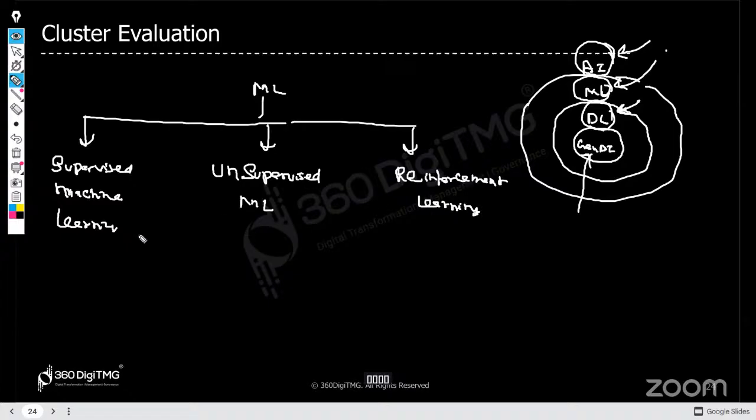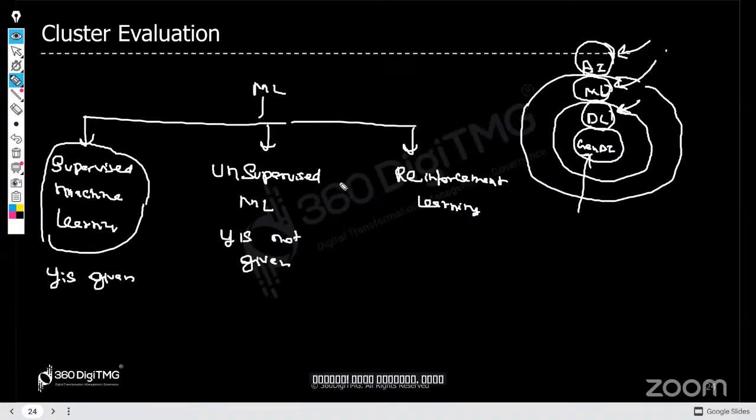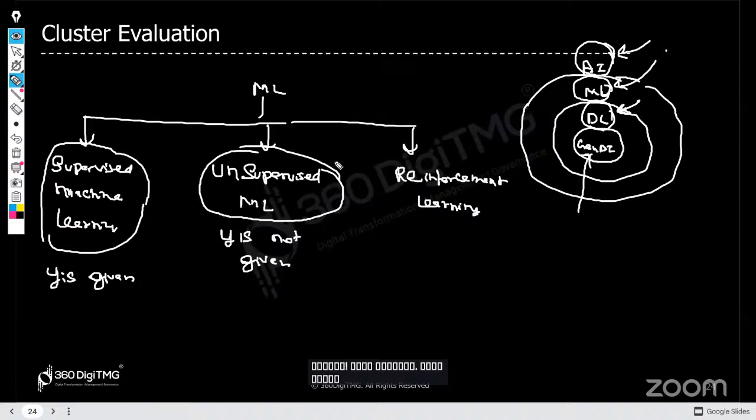Now, when it comes to supervised, when the target, y, is given, we will go for supervised. When y is not given, we will go for the unsupervised ML model. And when we are not focusing on feeding the data to the model, then we will go with reinforcement learning.